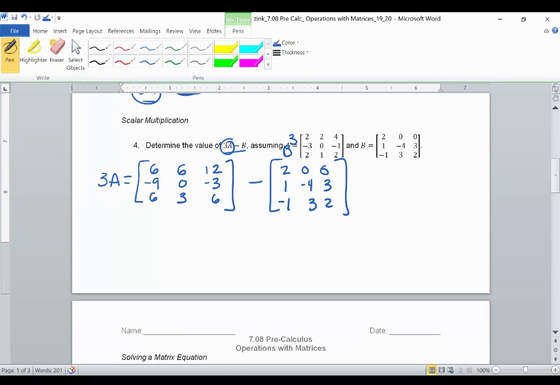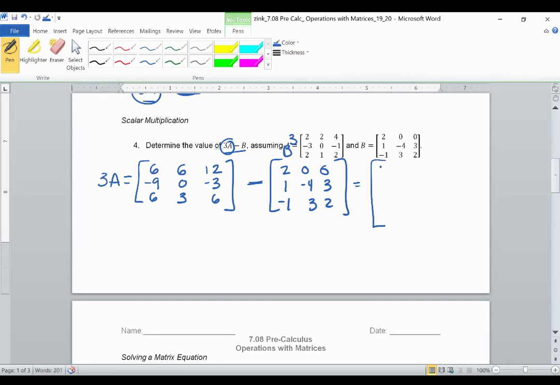So what we're really doing is we're negating everything in that matrix B. So be very careful. If it helps, you could make this addition right here and make everything negative, or just remember to be really careful and make sure you're subtracting.